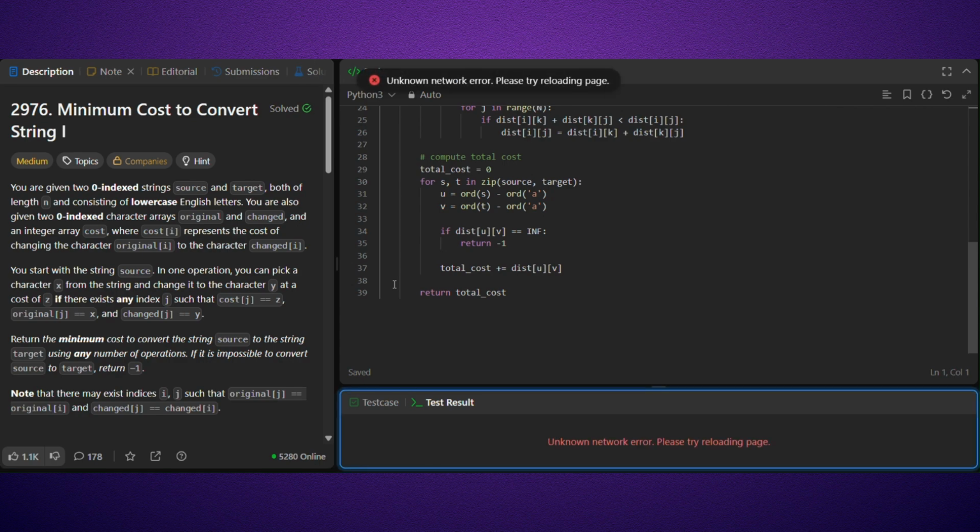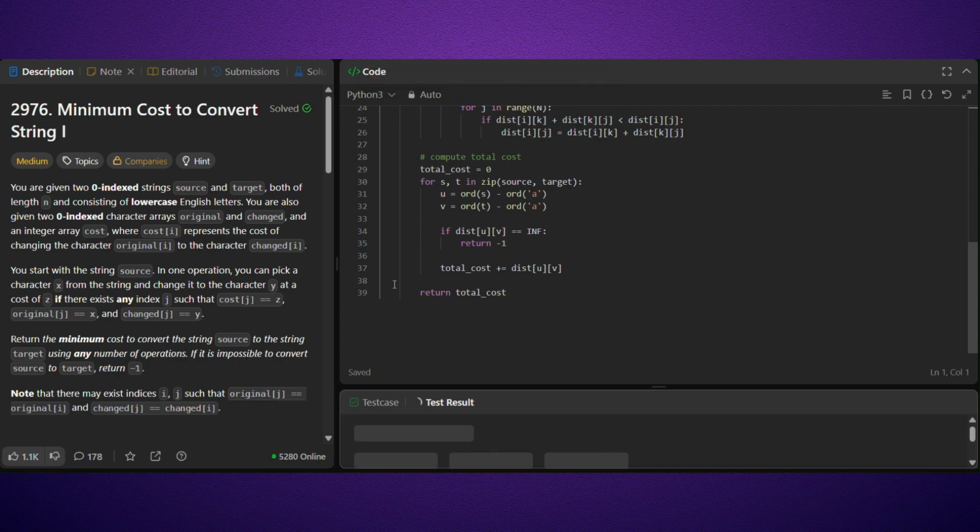Time complexity. The Floyd Warshall step runs on a fixed set of 26 characters, so its runtime is constant and does not grow with the input size. The final scan through the strings processes each character once, so it grows linearly with the length of the string. Overall, the time complexity is linear in the length of the input string. Time complexity is big O of n.